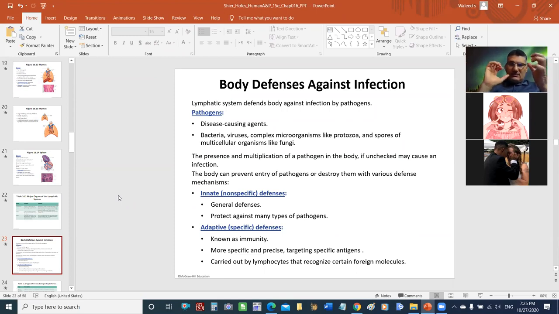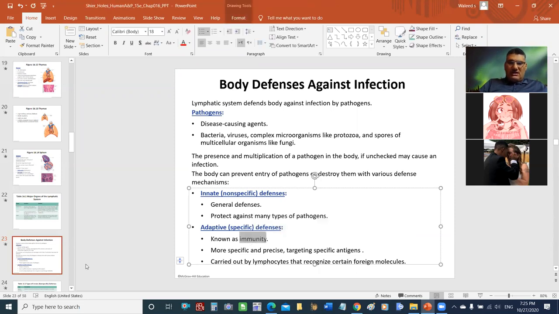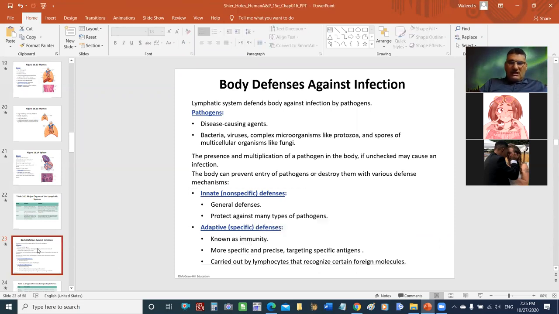If something goes in already, like you have a wound or something gets in somehow, you have your second line, which is also innate. And then you have the third line, which is adaptive and specific. We also call it the immunity. And specific because every one of those is specific.